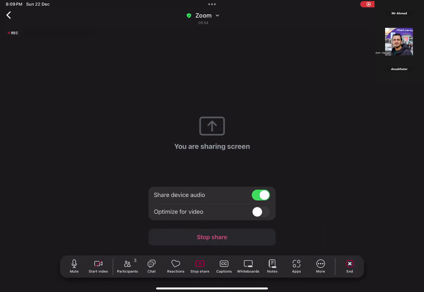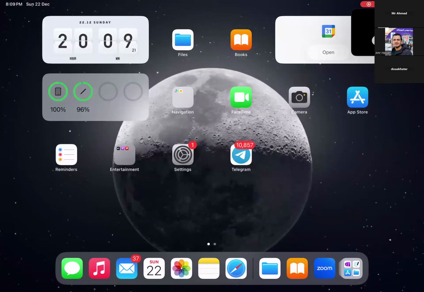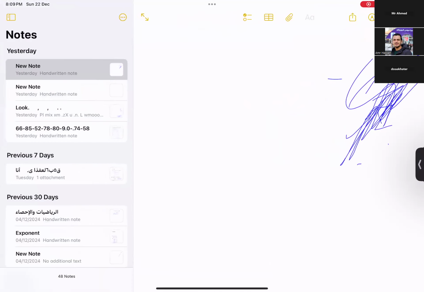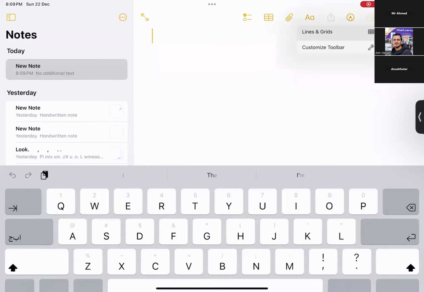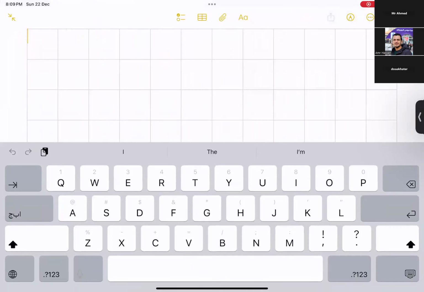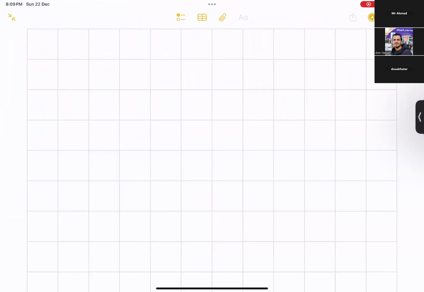Okay, let's get started. Every single time you've been asked to, okay, I'm going to show you. You have been asked to write down the equation of the straight line.